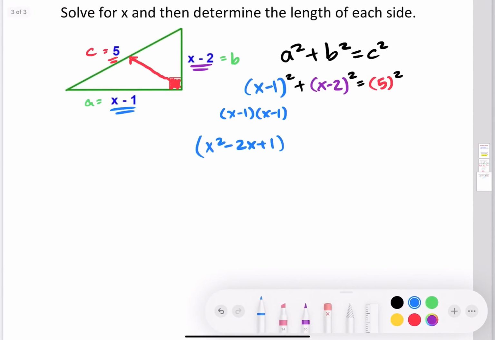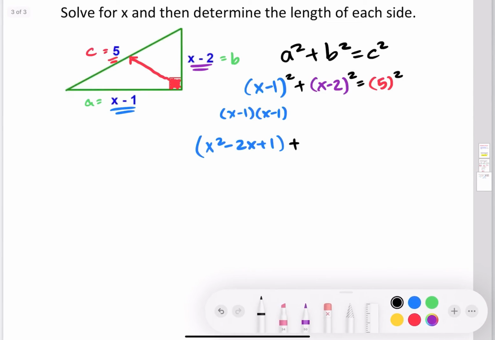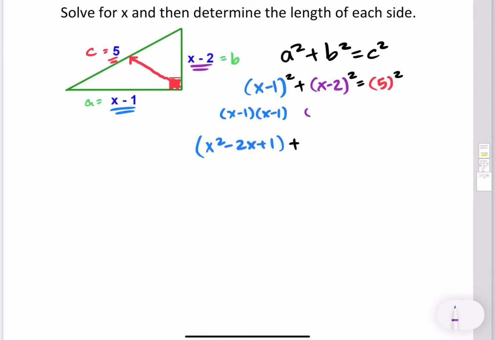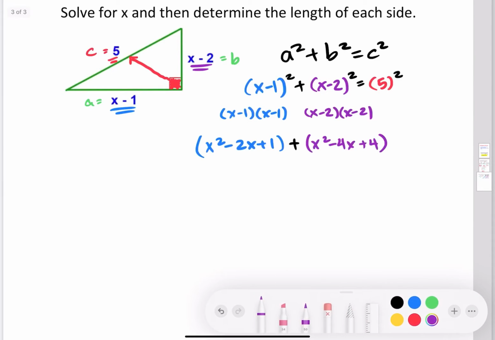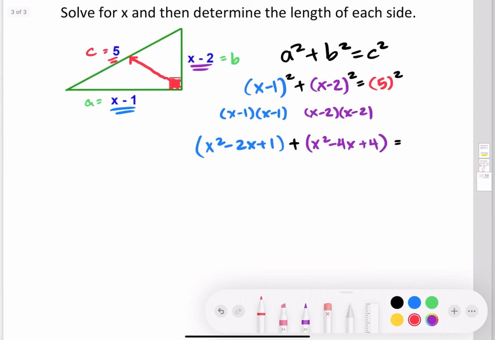Now we're going to do the same thing with that x minus 2 squared. Again, if you need to, split up that x minus 2 as x minus 2 times itself, because it's being squared. And if you do the math here, we end up with x squared minus 4x plus 4. All right, so that's our A squared and our B squared. Now we've got to do our C squared. Well, C is 5, and if we square 5, that's going to give us 25.